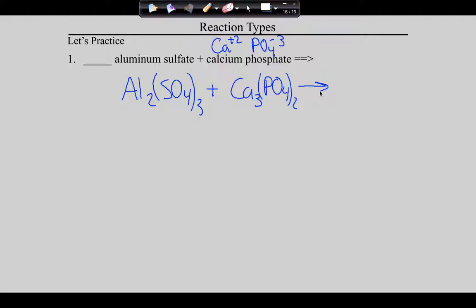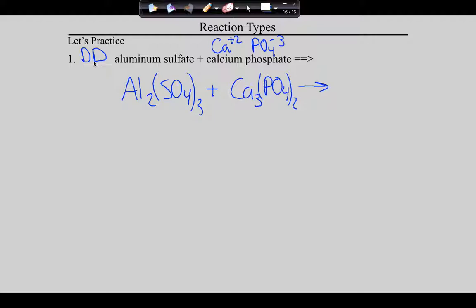Could it be combustion? Not even close. None of this is hydrocarbon or oxygen. So, guys, now we've narrowed it down to double displacement or synthesis. Which one's it gonna be? Double displacement. Because if it was a synthesis, we'd have to put all those things together, and we can't do that. So it's double displacement. So we come over here to the left and we go DD for double displacement.